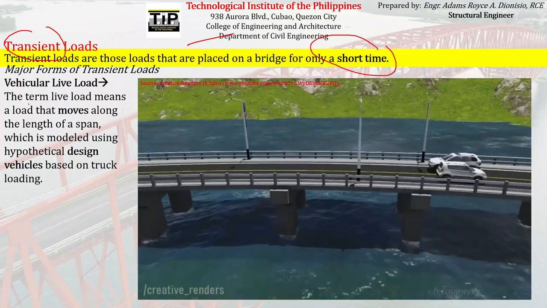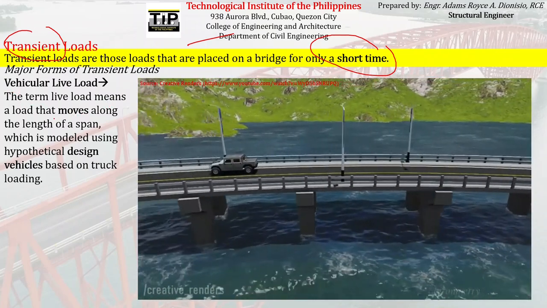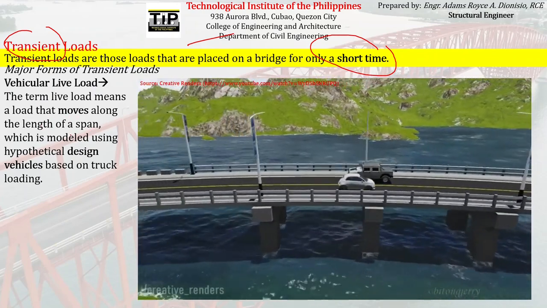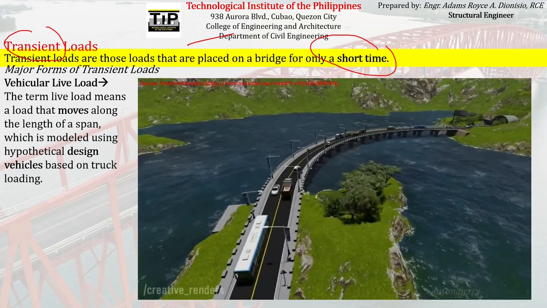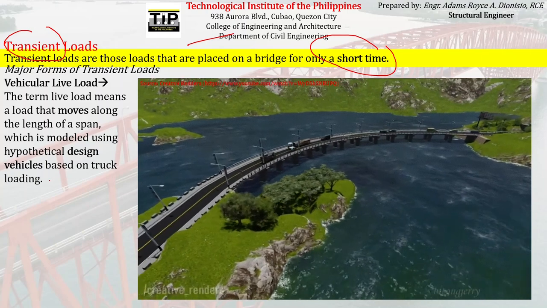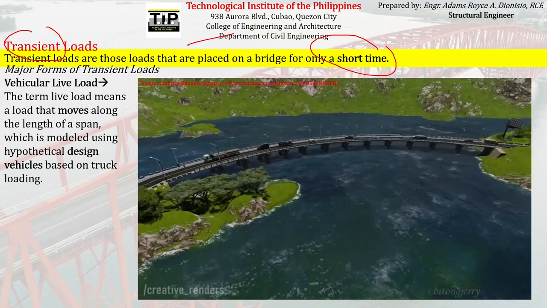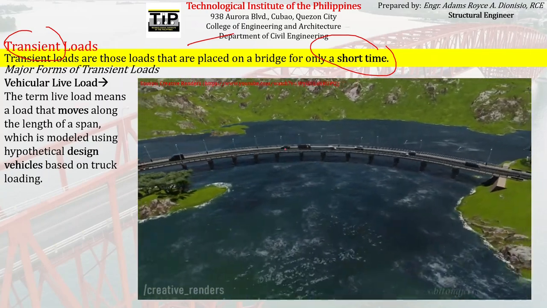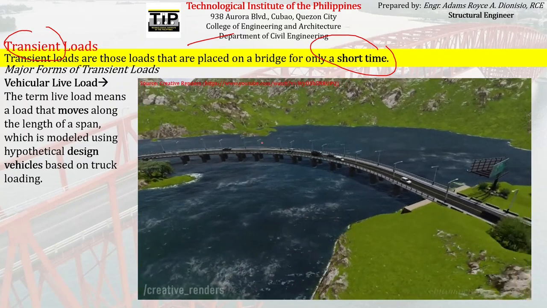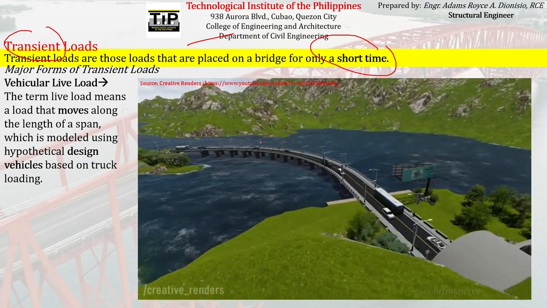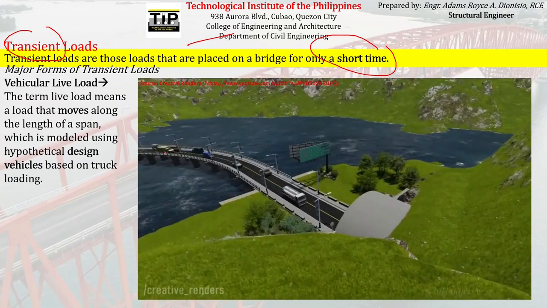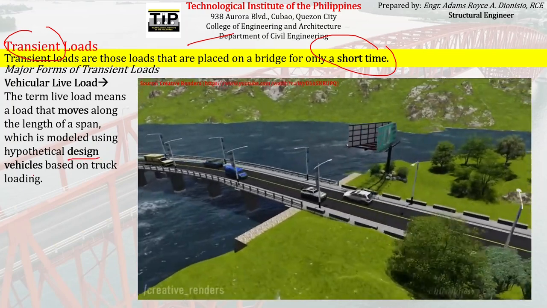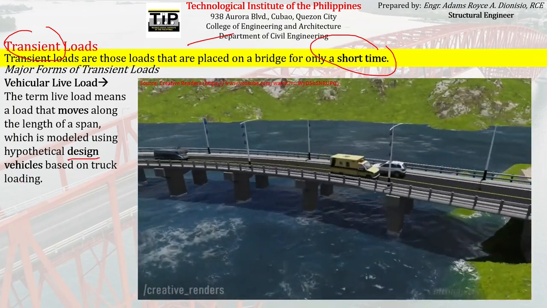The term live load means a load that moves along the length of a span, which is modeled using hypothetical design vehicles based on truck loading. So yung mga vehicular live load na yan that we consider when we design bridges, we usually represent them using what we call design vehicles that are usually based on truck loading.